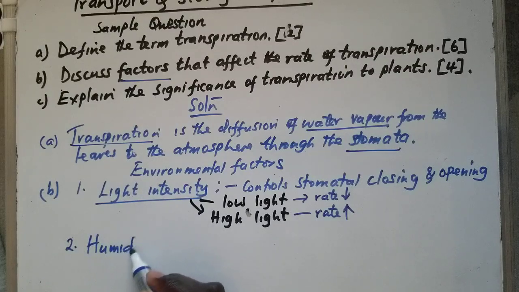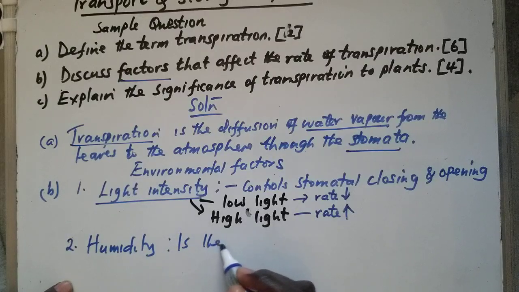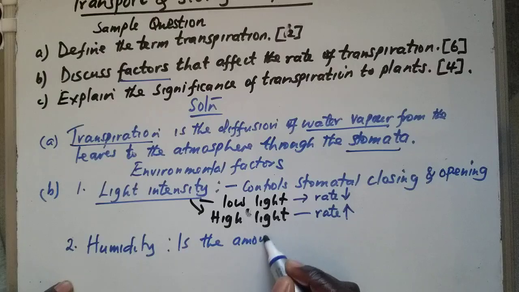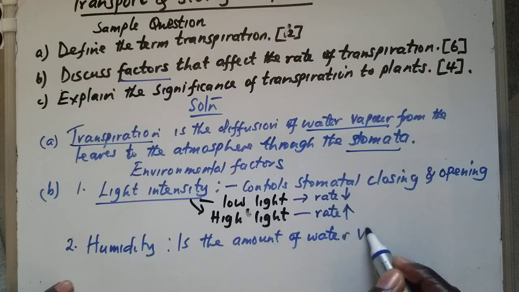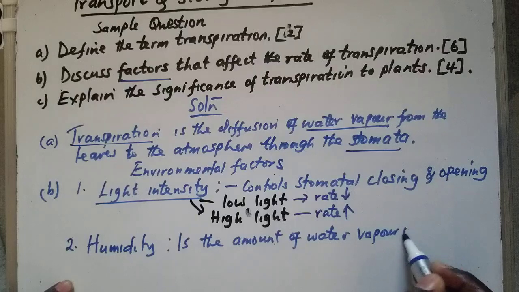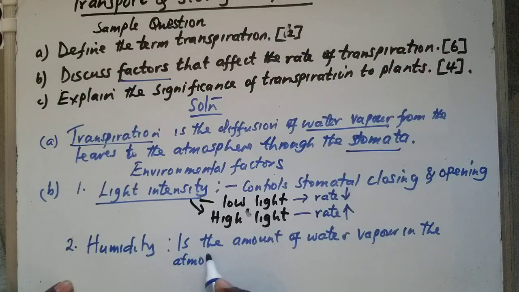Another factor that you can simply talk about that affects the rate of transpiration is what we call humidity. So what exactly is humidity? Humidity is the amount of water vapor in the atmosphere. So the amount of water vapor that is available in the atmosphere, that is what we call humidity.